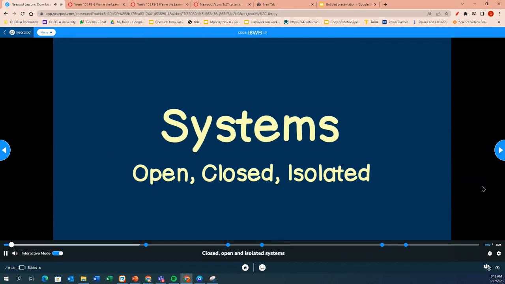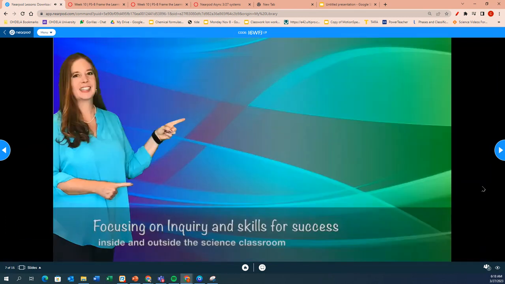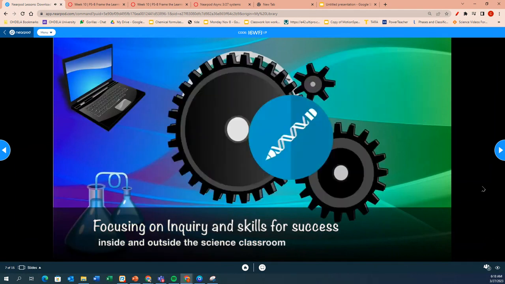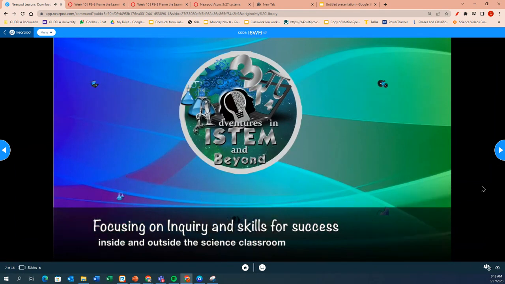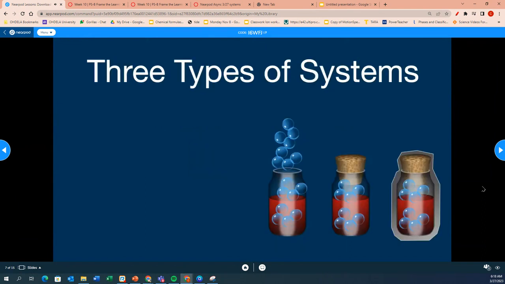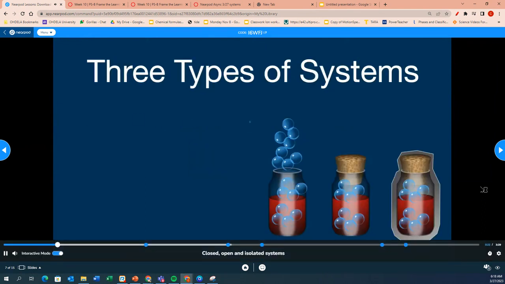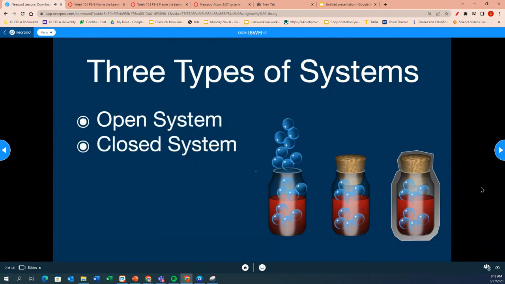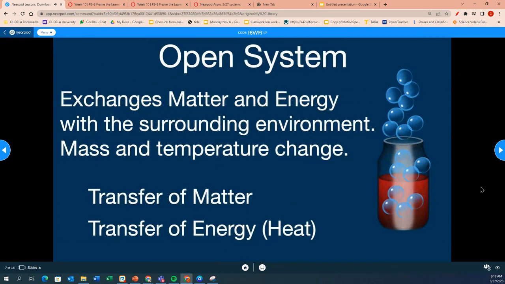Systems: open, closed, isolated. Systems are used to model the movement of matter and energy between substances. There are 3 types of systems: open system, closed system, and isolated system. In an open system, there are exchanges in matter and energy with the surrounding environment. Mass and temperature change. There's a transfer of matter and a transfer of energy in the form of heat.